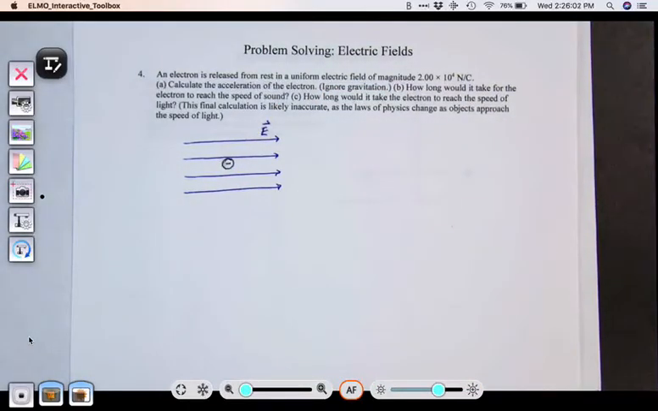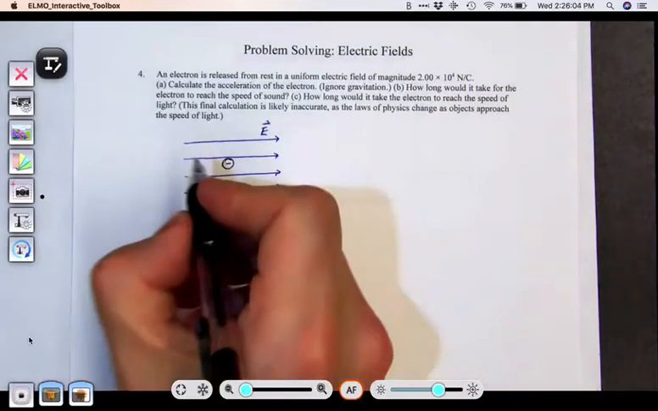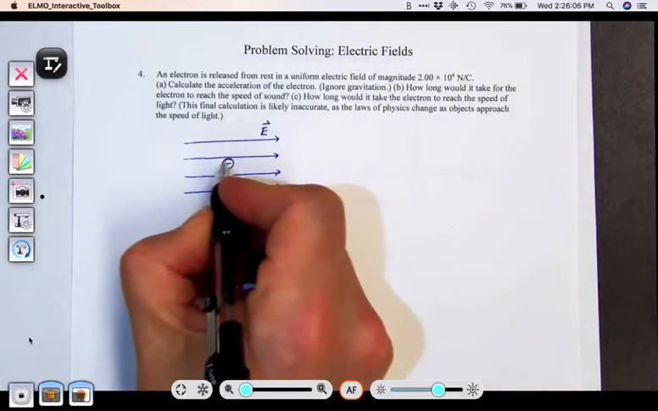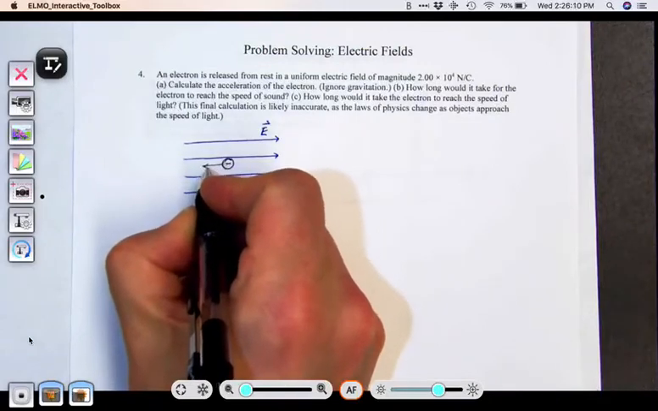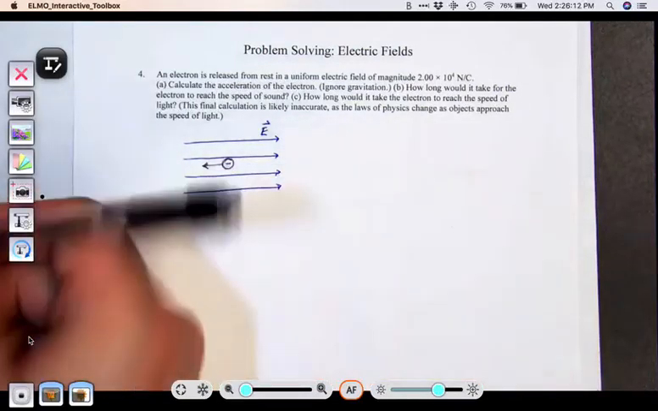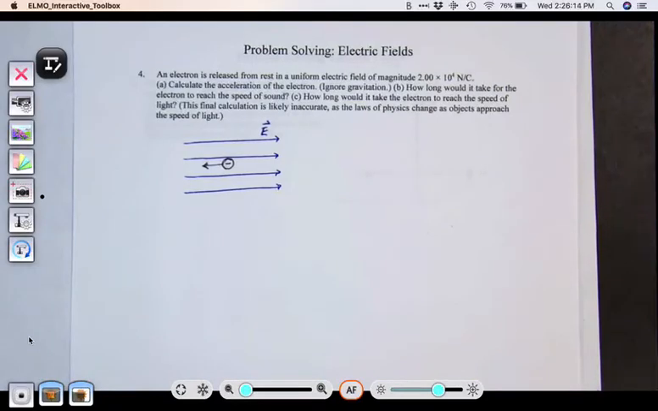This electron is going to naturally move against the electric field. Negative charges move against that. We don't need to know that to solve the problem, but if you let that electron go, it would fly to the left in this situation. We want to know the acceleration of the electron.